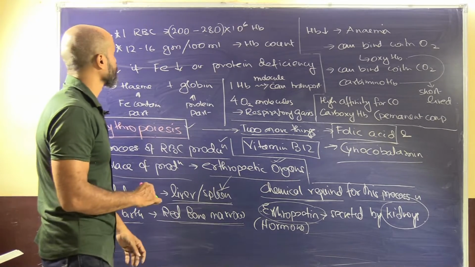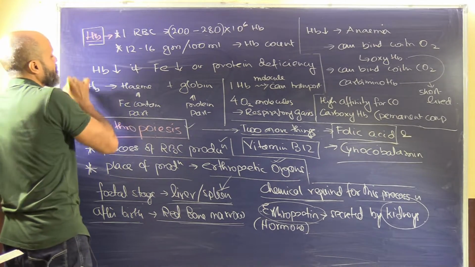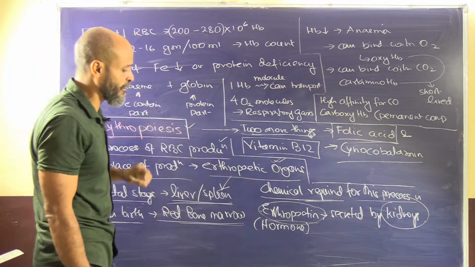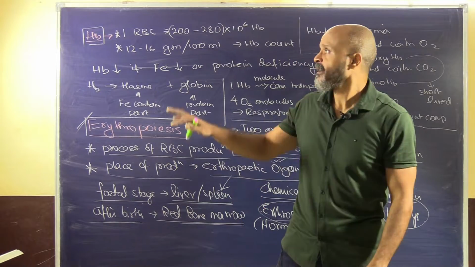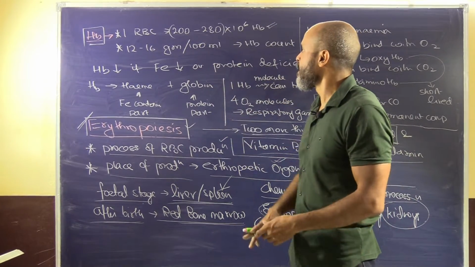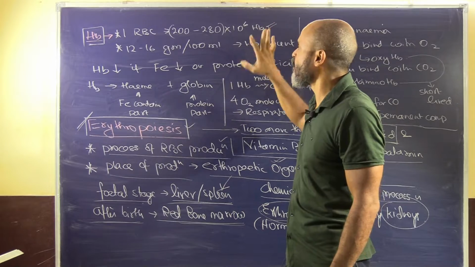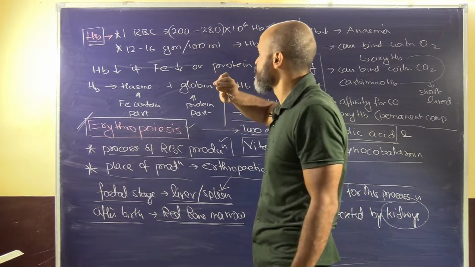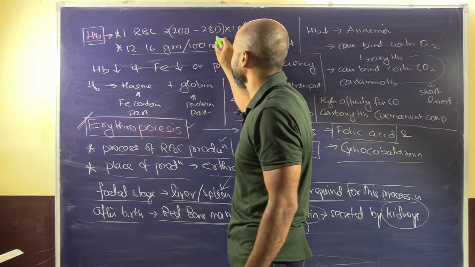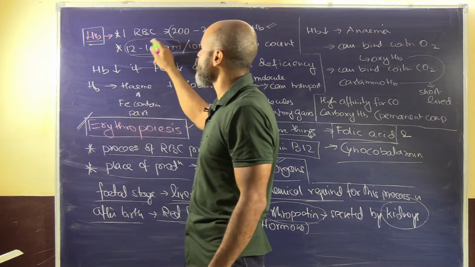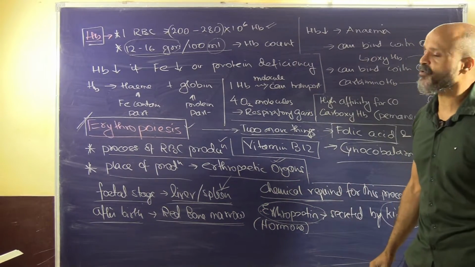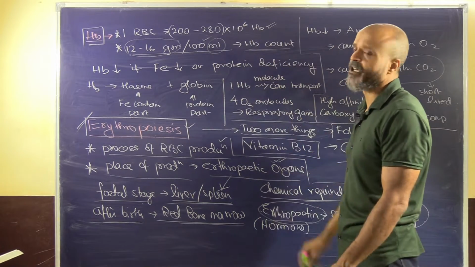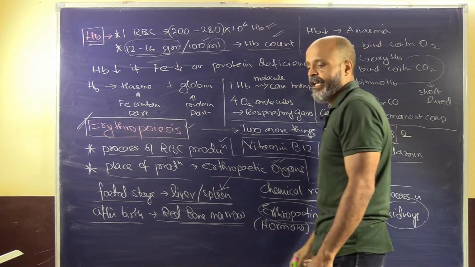Now if you look at the other part, which is hemoglobin for erythrocytes, one RBC will approximately contain 200 to 280 million hemoglobin units. And if we take per 100 milliliter of blood the amount of hemoglobin present, that will be approximately 12 to 16 grams of hemoglobin per 100 milliliter of blood, and this is basically known as the hemoglobin count.